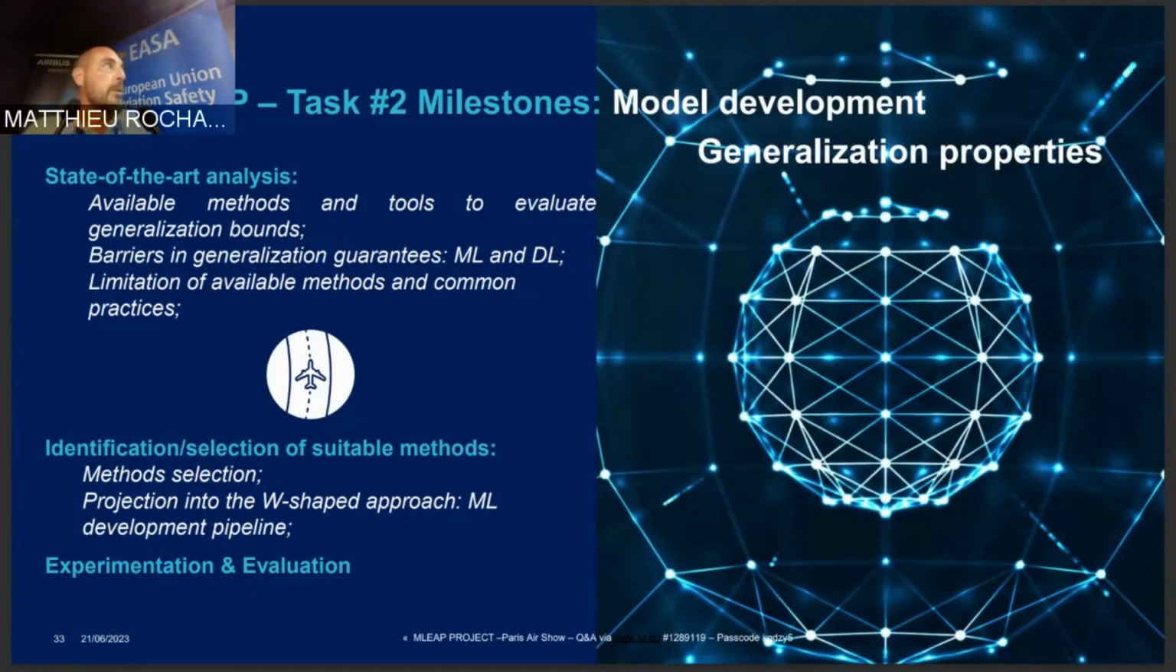Okay. So task 2 is focusing on the generalization property. This presentation will be articulated around three main pillars. The first one is, thanks to the state of the art, we present the available methods and tools that we have identified, such as the generalization bounds. And we'll also present the barriers and generalization guarantees for machine learning and deep learning, and the limitations we have identified concerning the available methods and the common practices. Then we jump to a second part where we have the selected methods identified and their projection in the W shape for the machine learning development pipeline.